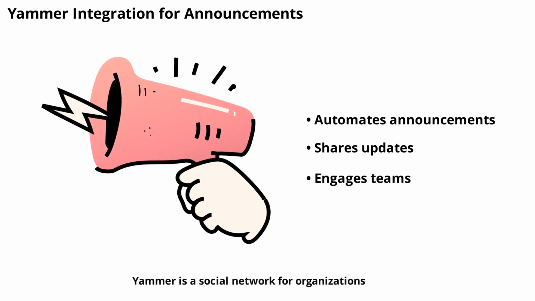Yammer is a social network for organizations. Power Automate integration allows finance teams to post announcements, share updates, and automate reminders for important deadlines. This keeps everyone informed and engaged, especially in larger organizations.